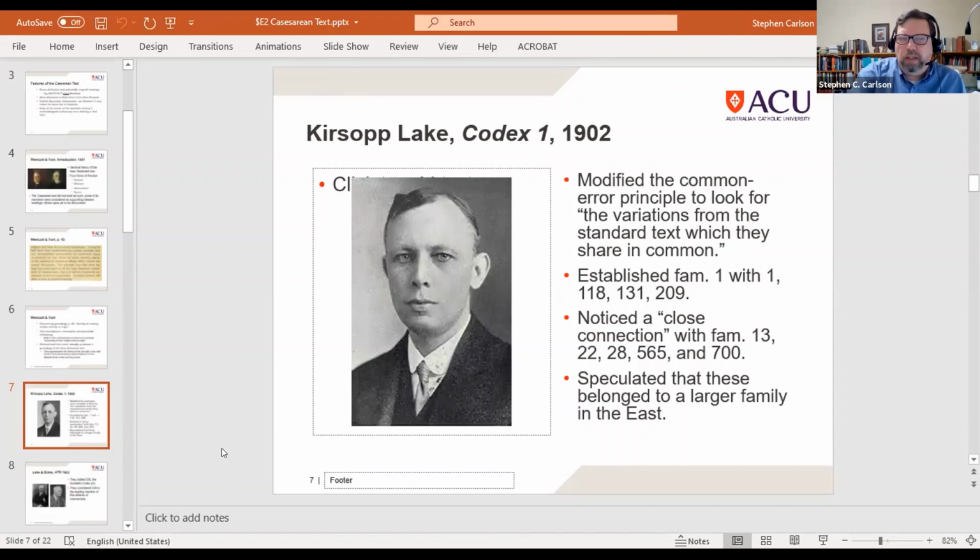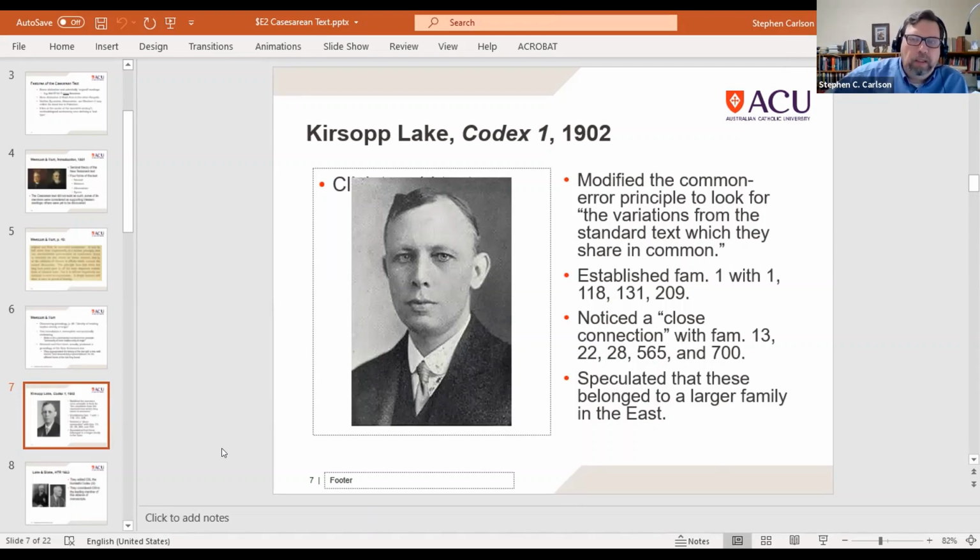And so he kind of filters all their common Byzantine readings out, and he looks only at the non-Byzantine readings that they share. Now one issue with this is that some non-Byzantine readings are errors, which can establish genealogy, but some non-Byzantine readings are the original readings and can't tell you anything about their history. And so it's kind of important that Kirsopp Lake's methodological step moves away from finding genealogy.